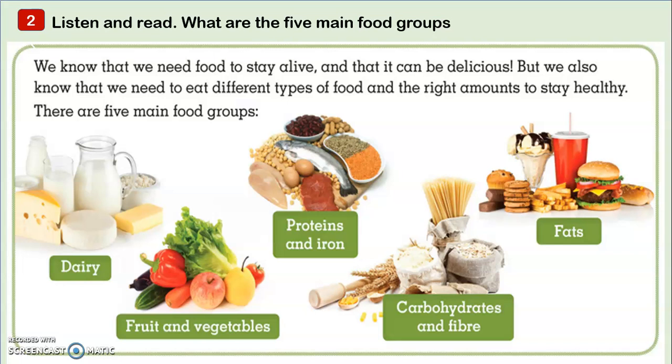There are five main food groups, all right? Look at this. So here we have dairy, fruit and vegetables, proteins and iron, carbohydrates and fiber, and fat. That's very important to know these five main food groups. Dairy, fruit and vegetables, proteins and iron, carbohydrates and fiber, and fat. Don't forget that and look at it carefully, right? Okay, let's continue with the next part.